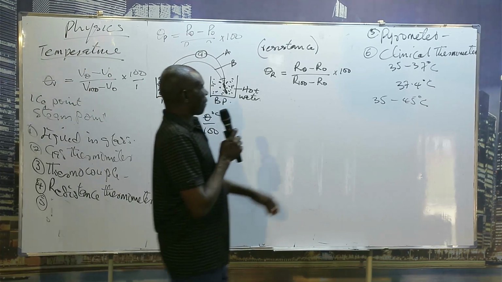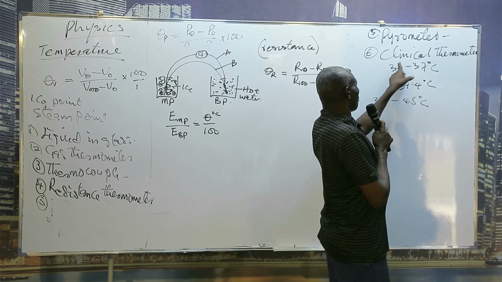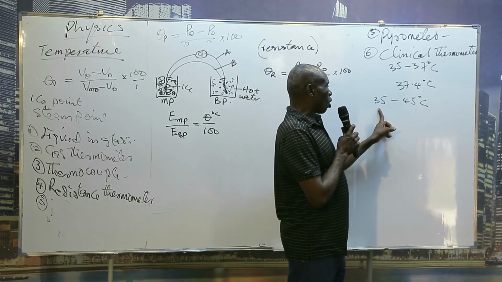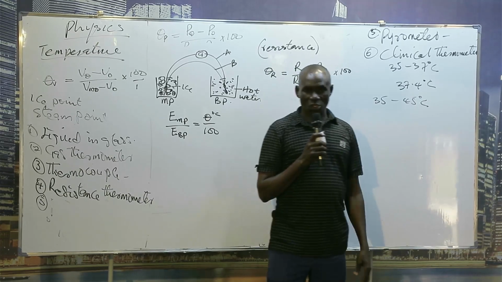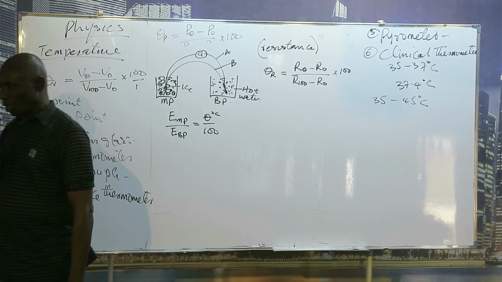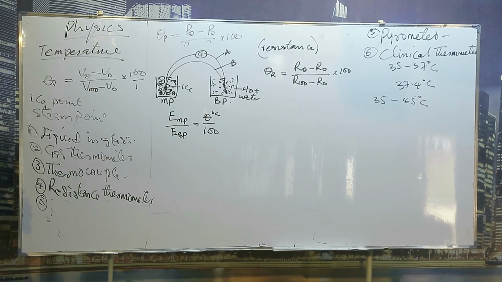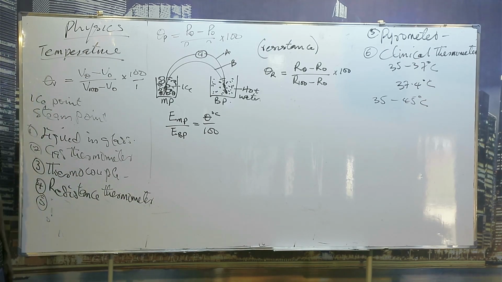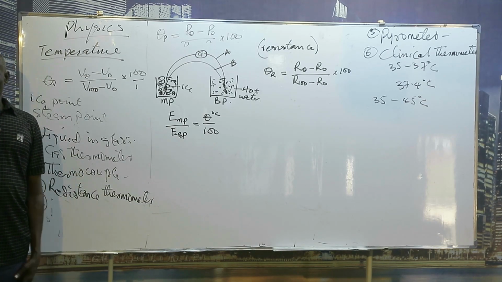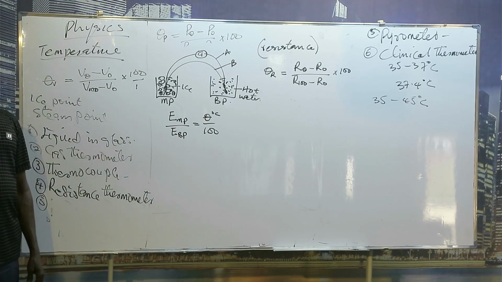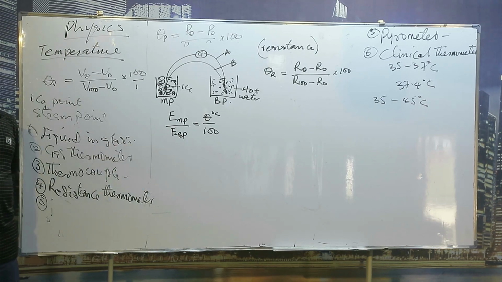You cannot stir a clinical thermometer in hot water because its temperature range is not up to the steam point. It's not up to 100 degrees C, which is the steam point. That's why you cannot stir it. If you put it in boiling water, it will just crack immediately.